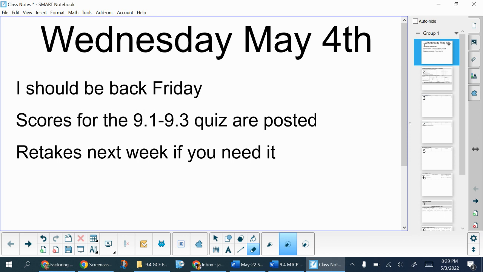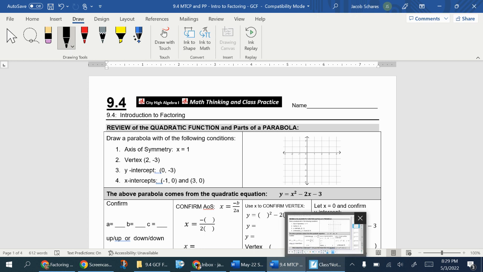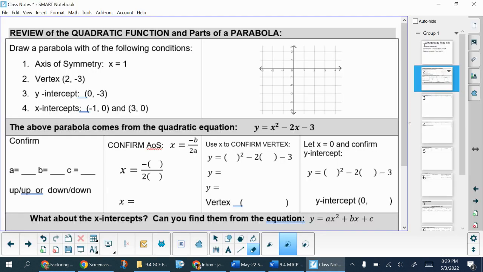So scores for the quiz you took last Friday are posted in Infinite Campus, hopefully. If there's some of you that might want to retake that, let me know and we can set up a time to do that. Probably would be next week then, because we want to work on that stuff before we did that. So hopefully you should have this packet. It looks like this versus 9.4 Introduction to Factoring today. If you don't have that, make sure you get it before we move on.